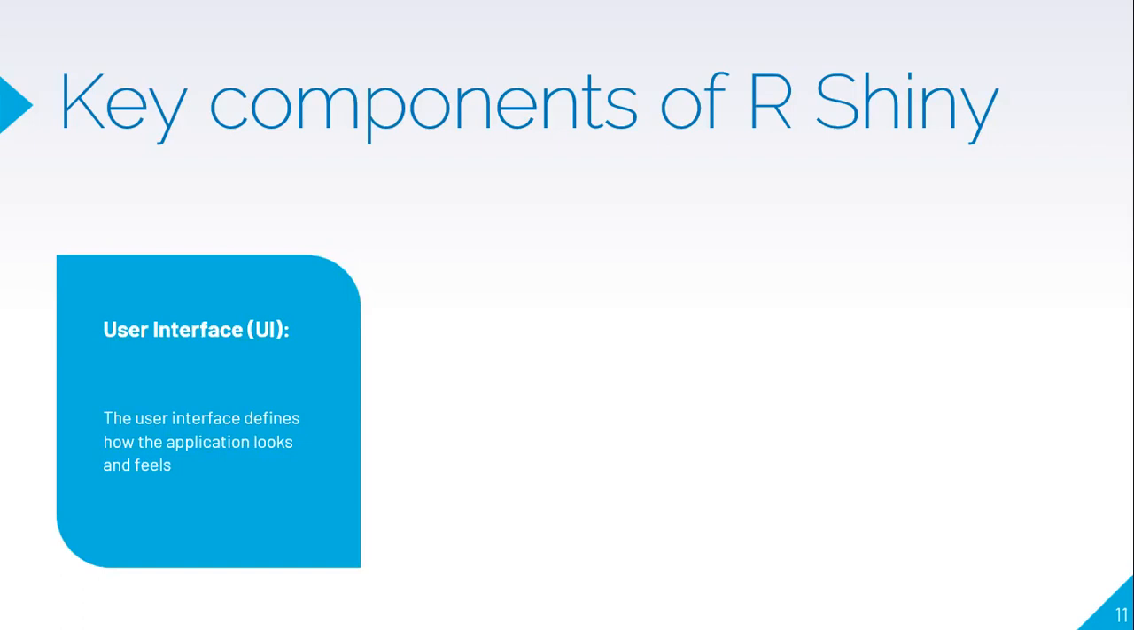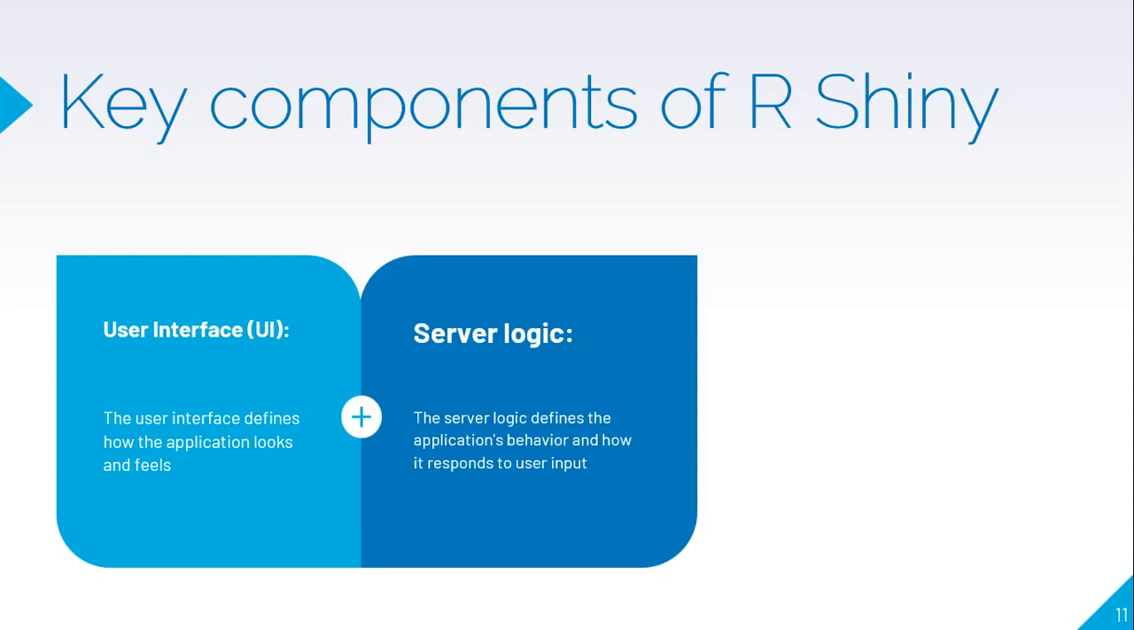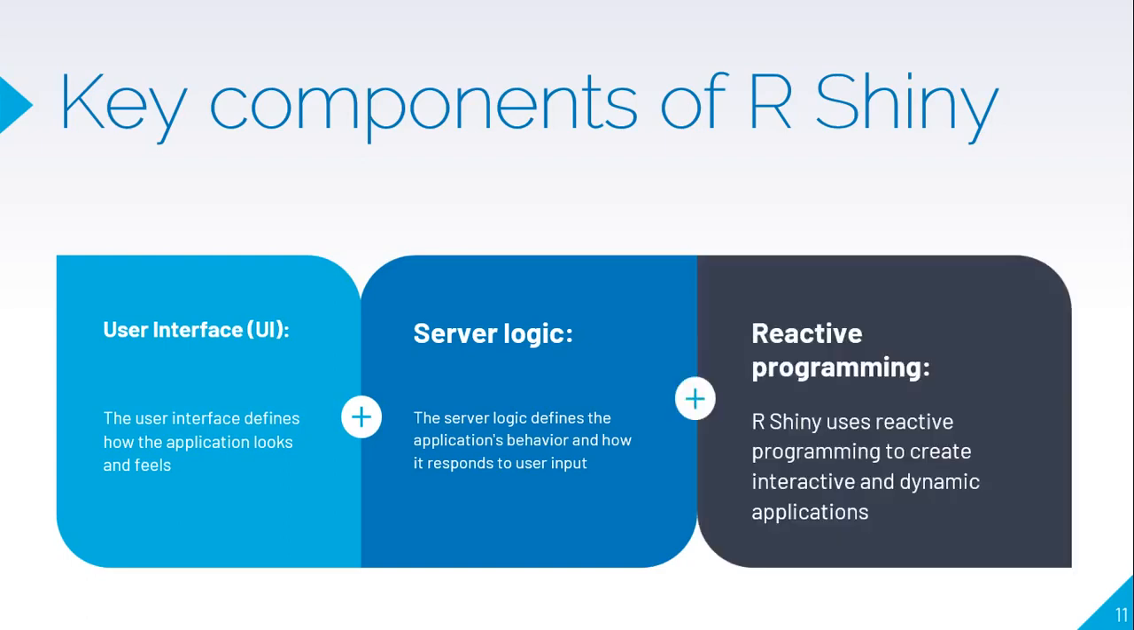One, the user interface, as we saw, which defines how the application looks and feels. Then the server logic, which defines the behavior of the application, how it responds to input, and what should happen to data maybe. And then reactivity. Of course, we are not presenting papers on printed papers. We want this application to be very reactive, to be interactive. So we bring in the interactivity and then the dynamic response by use of reactive programming.